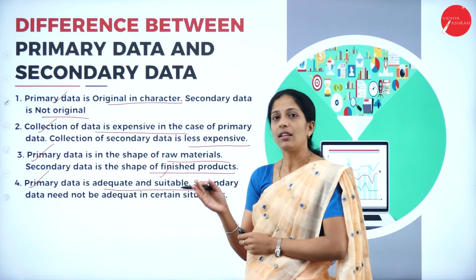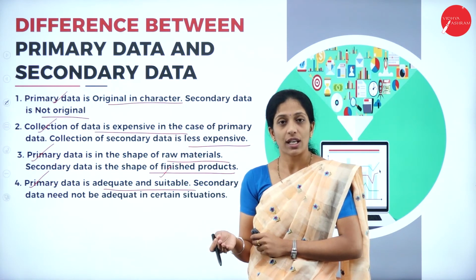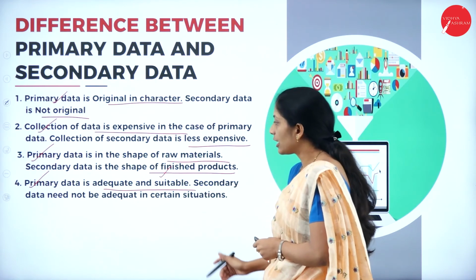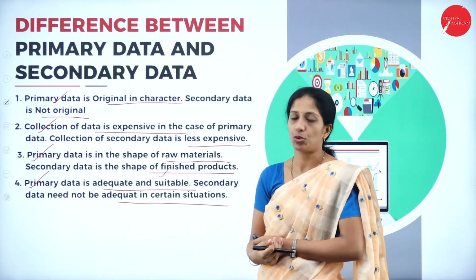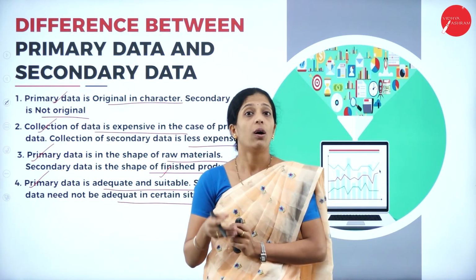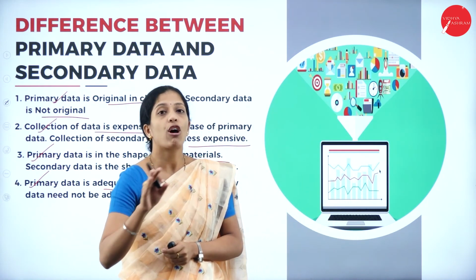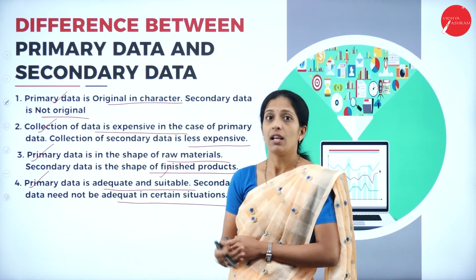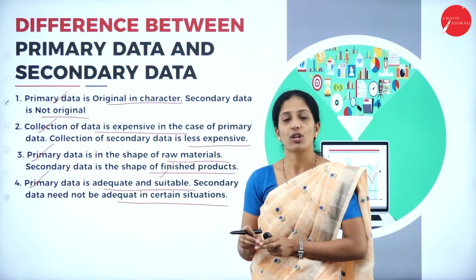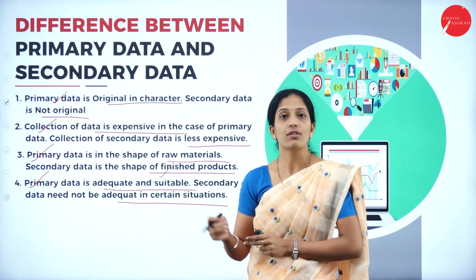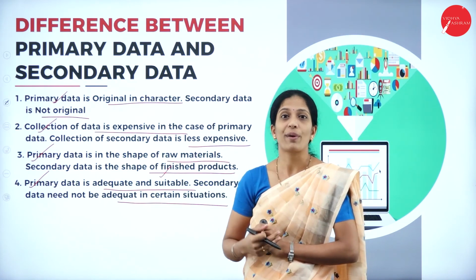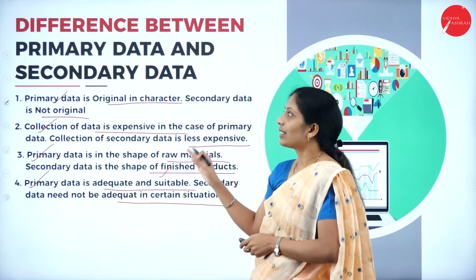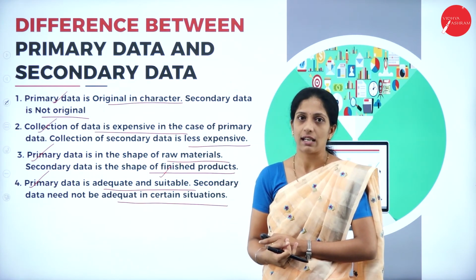But secondary data are ready-made data. So, according to the researcher's wish, he can't collect the information. So, secondary data need not be adequate in certain situations. In all situations, all the information of the secondary data may not be suitable for the researcher. In that situation, it will be difficult for him because the exact information the researcher wants may not be available through secondary sources. Then he has to go for primary sources, where it requires a lot of time to collect the data. So these are the differences between primary data as well as secondary data.